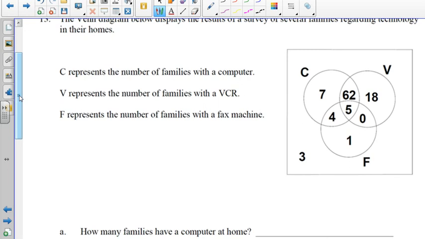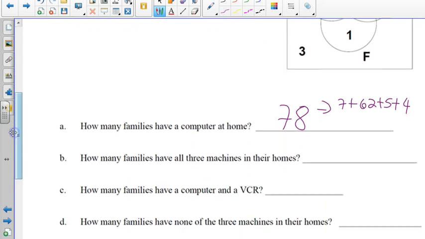How many families have a computer at home? 7. Everybody. No. Read the question. 62 plus 5 plus 4 plus 7. 78. Oh, those numbers represent how many families. I thought the family name was 62. Wait, 62 people have a fax machine? That's a lot of big computers.